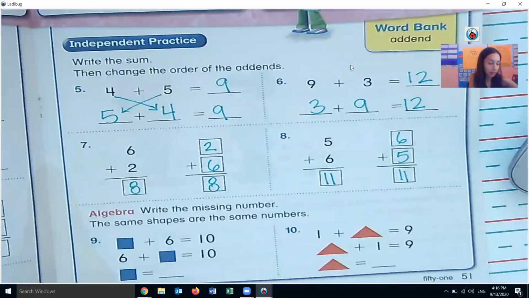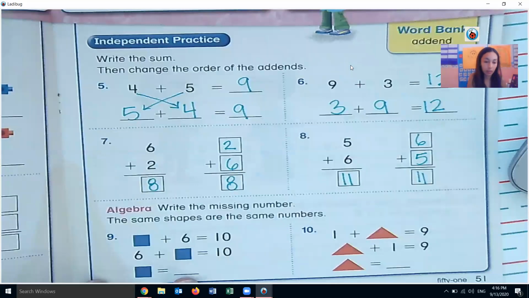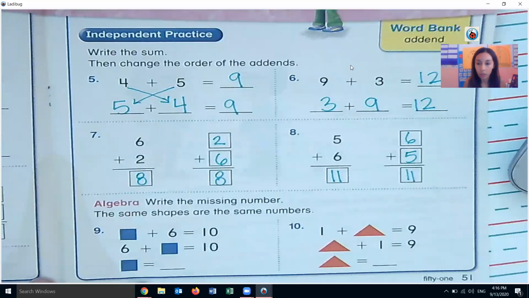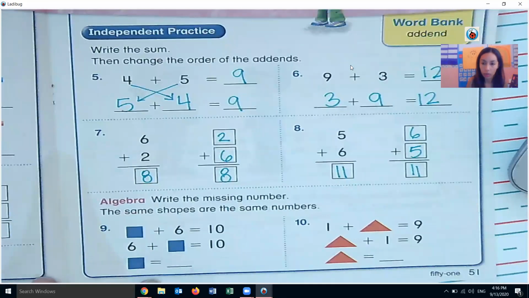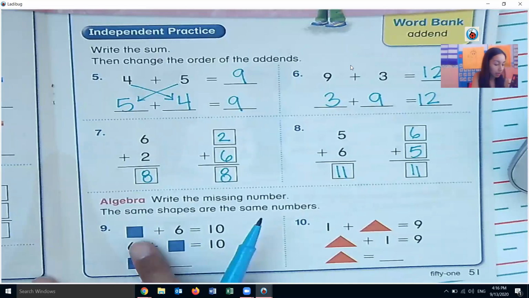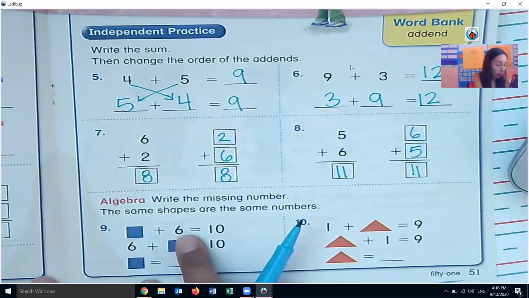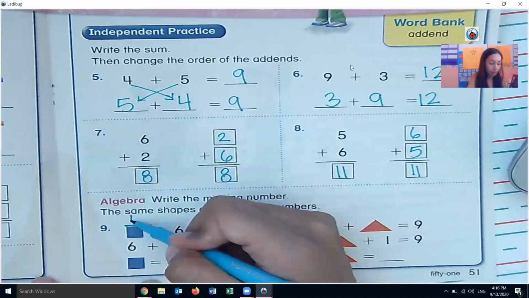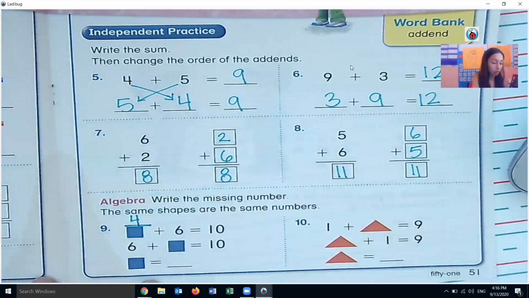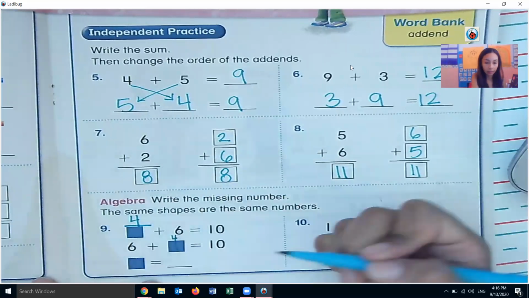The bottom piece is algebra. Something is missing. You can think about these shapes as really just a blank. You don't have to think about it as shapes. I know it gets a little confusing sometimes seeing these squares and triangles. But you're going to think about it like something plus 6 is 10. What plus 6 is 10? Oh, 4. I know my 10s. 4 plus 6 is 10. So that means that 6 plus 4 is 10.